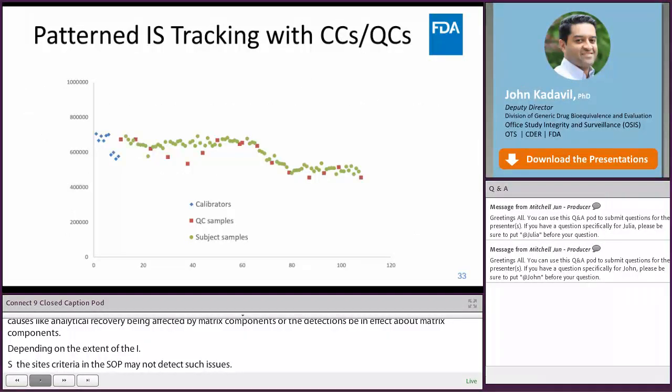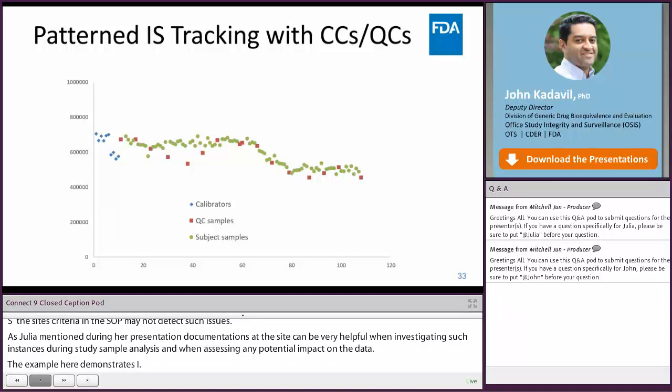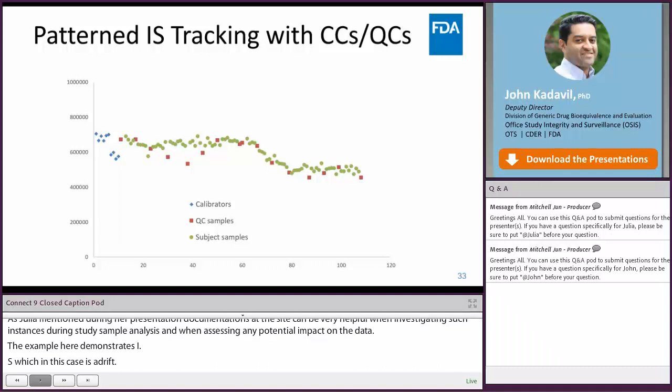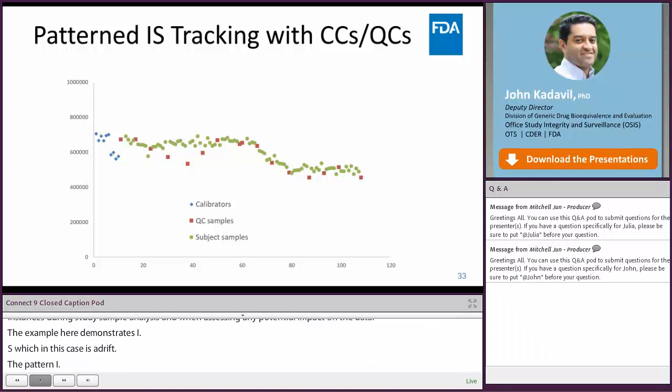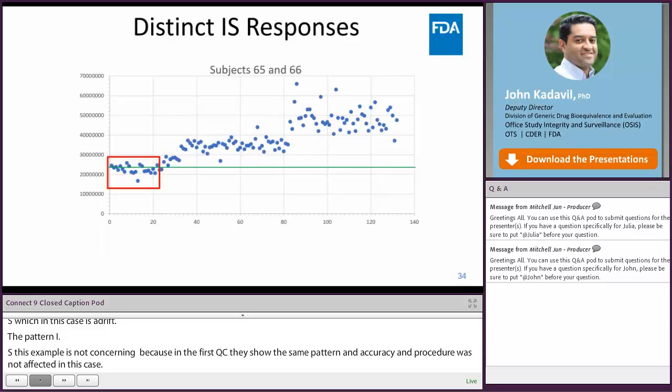The example here demonstrates IS variability with a pattern, which in this case is a drift. However, the patterned IS variability in this example is not concerning because interspersed QCs show the same pattern, and accuracy and precision was not affected in this case. The patterned IS variability in this example is in contrast to the next example I'm about to show, where IS responses of QCs are visibly different than those for study samples.